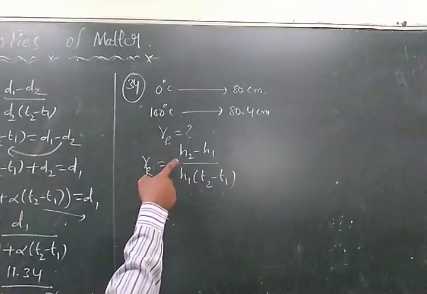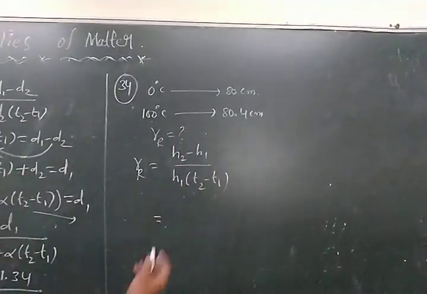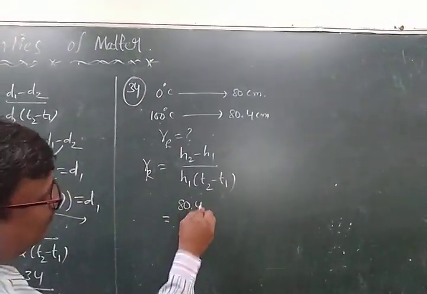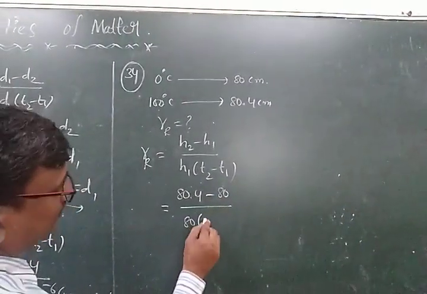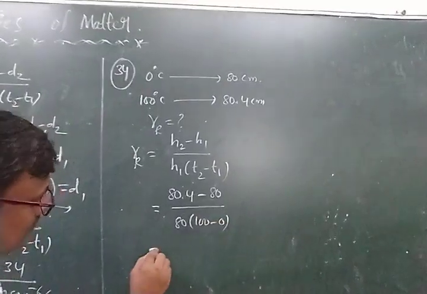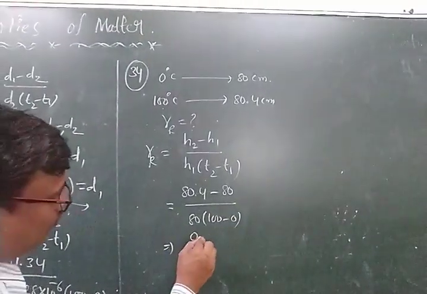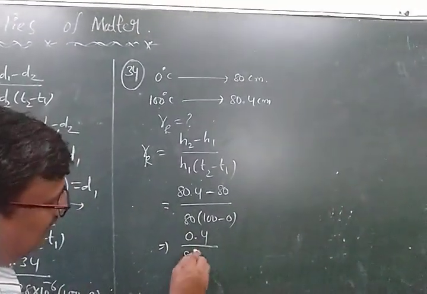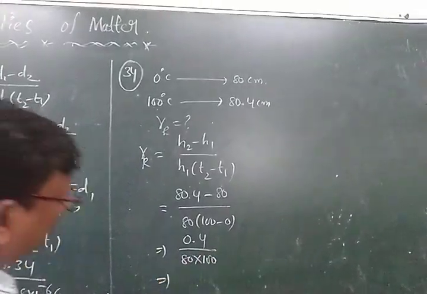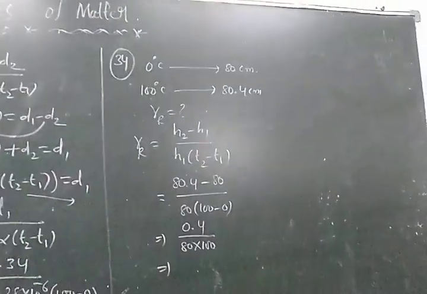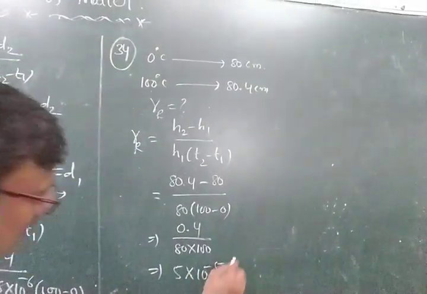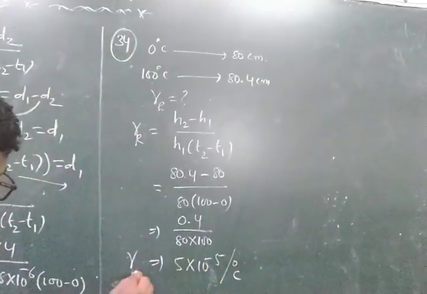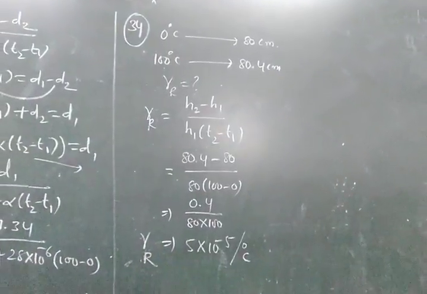Then we can substitute here the h2, this is the second height: 80.4 minus 80 divided by 80 into (100 minus 0). That is equal to 0.4 by (80 into 100). That is equal to, this gamma r value is 5 into 10 power of minus 5 per degree centigrade. This is the gamma r, real expansion.